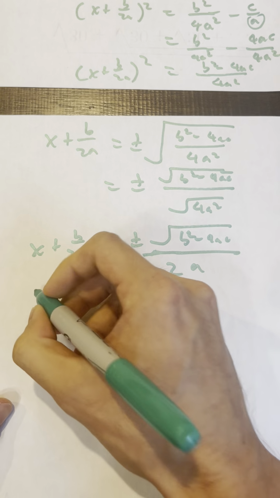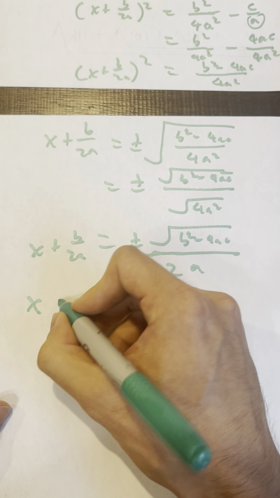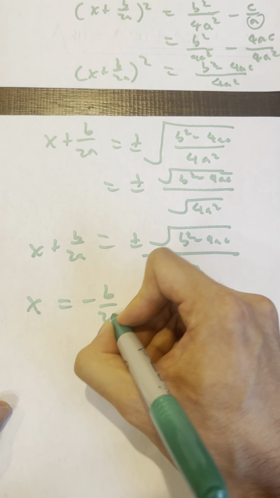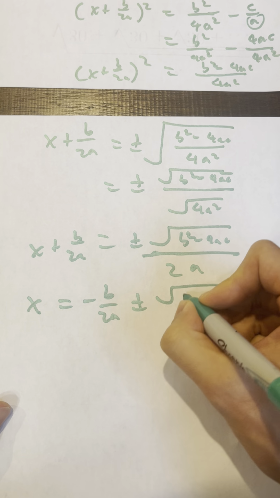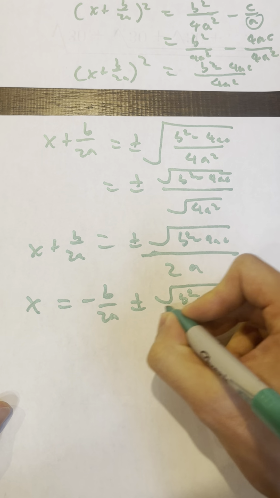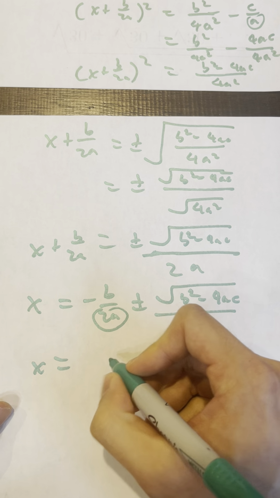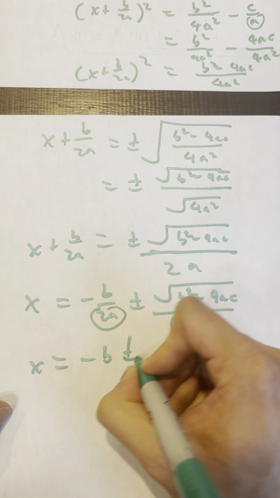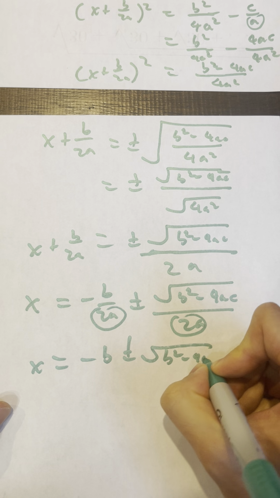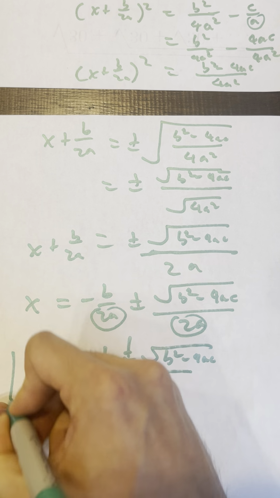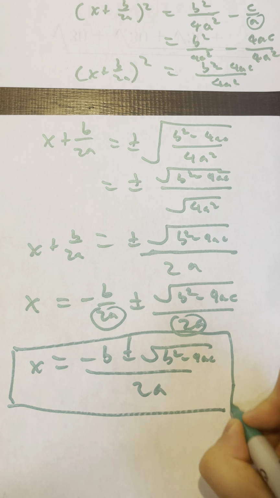So the last step is I just need to get x by itself. So I need to subtract b over 2a from both sides. And this will give me this. And since we already have two fractions with a common denominator, we can just go ahead and combine the two fractions. So we get negative b plus or minus the square root of b squared minus 4ac over 2a. And this is exactly the quadratic formula, and it's why it works.